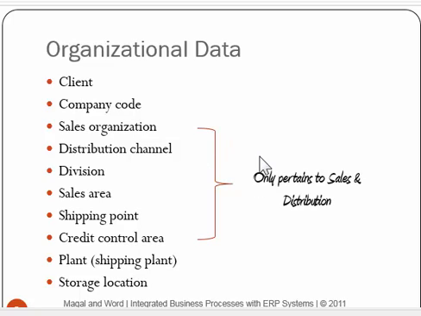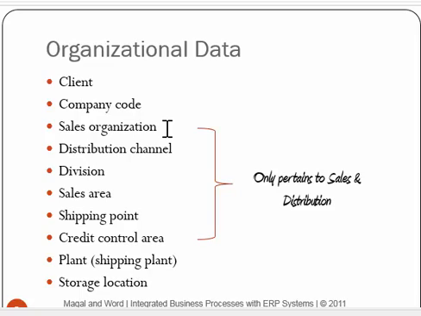Again, in this chapter, we have organizational data. And remember, another term for the organizational data is the organizational structure. That's the units that are responsible. So, of course, every company will have the client. If I have different subsidiaries, I'll have different company codes. And then we said we should have at least one sales organization.